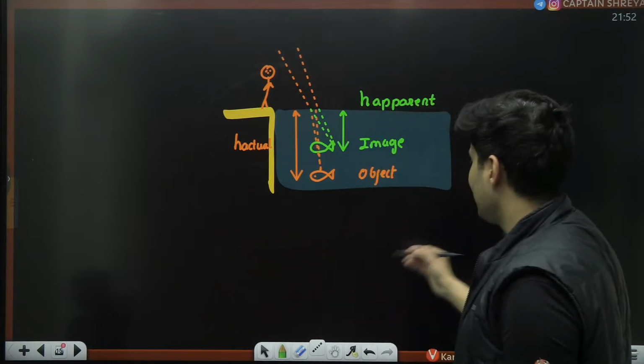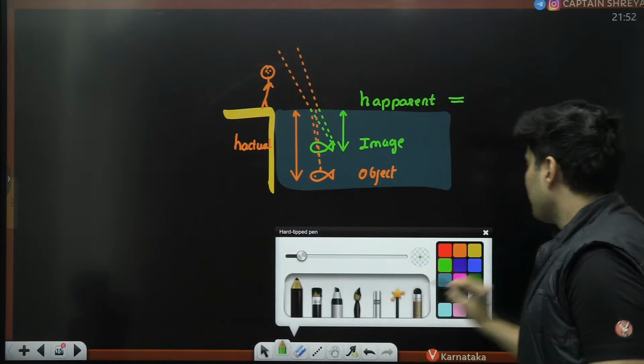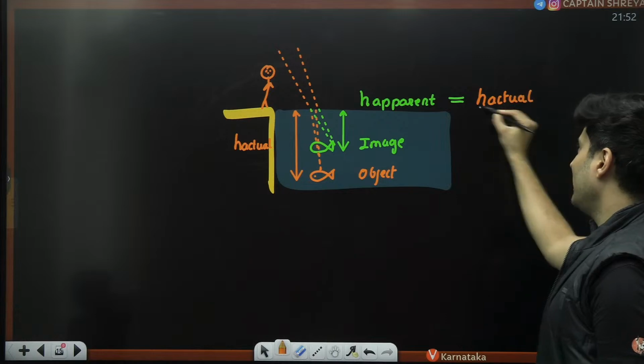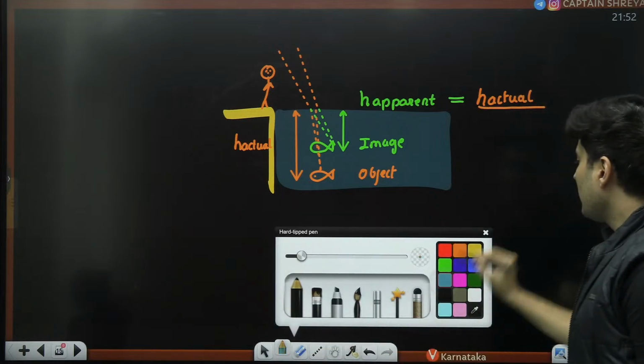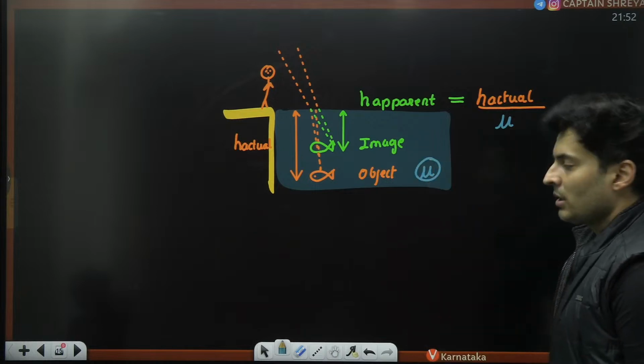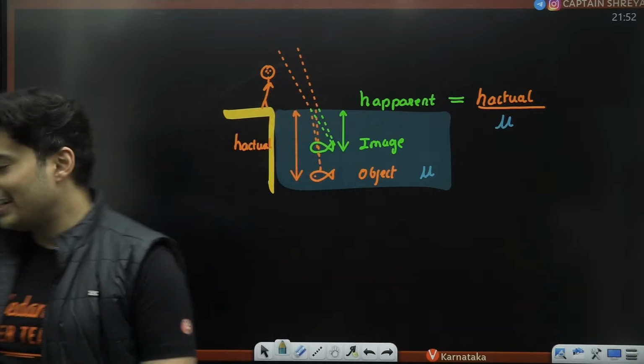It's very interesting actually. And this apparent depth is actually the actual depth divided by the refractive index of this particular medium. Let's say it is mu. So the refractive index of this particular medium. Yes, a very interesting phenomenon.